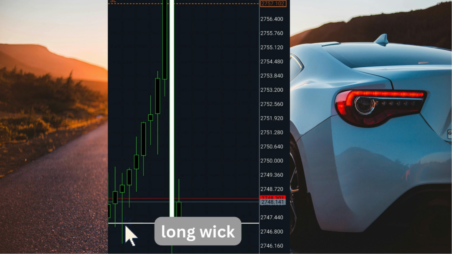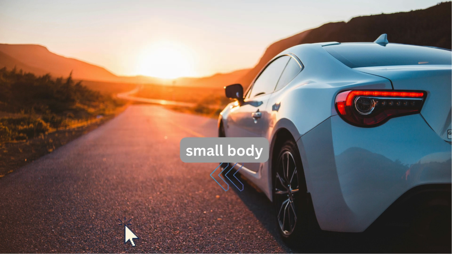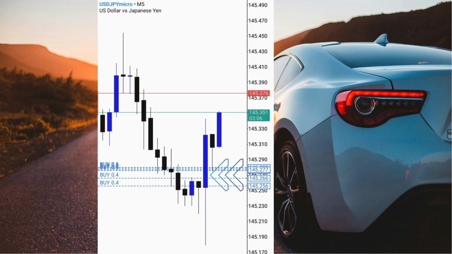A long wick shows rejection. A small body signals indecision. A strong bullish candle after a downtrend? That's momentum shifting. A doji at resistance? That's hesitation before a potential reversal. Reading candlesticks isn't about memorizing patterns. It's about understanding market psychology in motion.